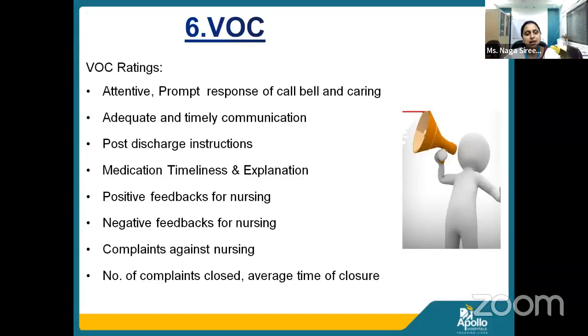Then coming to medication timeliness and explanation. Nowadays, because of the nurse ratio or the attrition, whatever it is, the staff try to just go and give the medications. They don't explain what each medication is for. This explanation is lacking nowadays, so it is very important. We are retraining and reinforcing which parameters are important. Positive feedback for nursing is also needed. Just as in VOC we take negative complaints very seriously, we need to appreciate the nurses who are very good in skills and who have really taken care of the patients well.